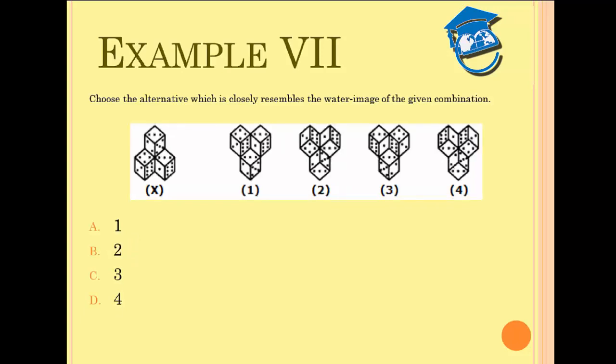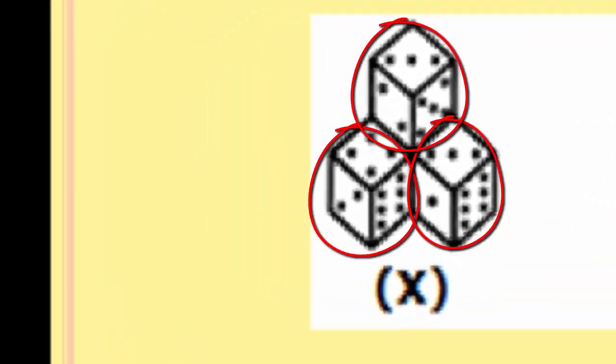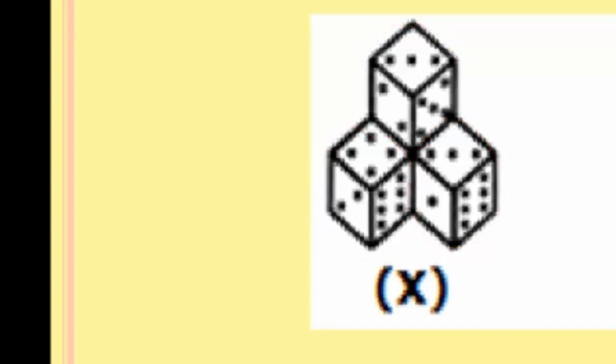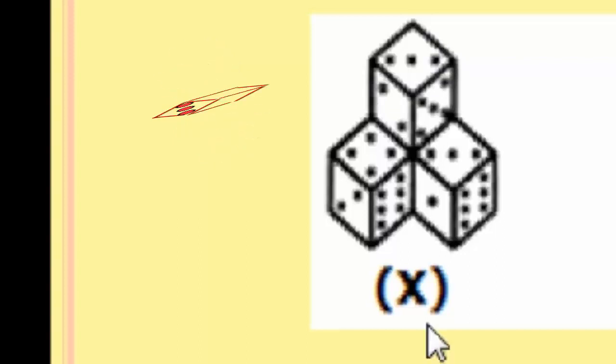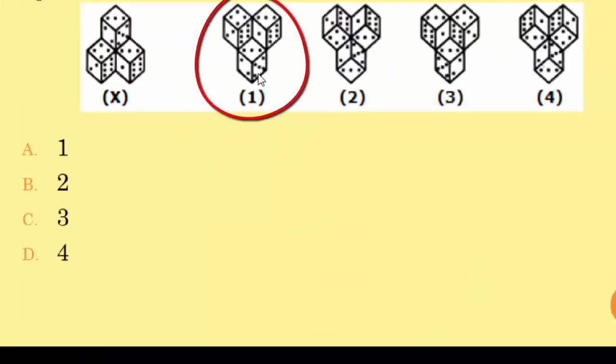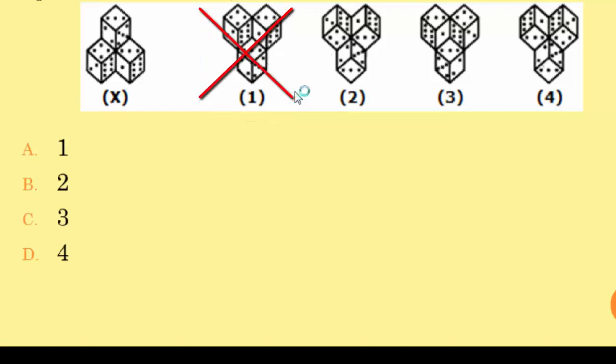Okay, this seems a little complicated. We have 3 dice, but it's actually pretty simple because we will just evaluate along the criteria. So in our figure X, we see that 3 is on top. So naturally, in the water image, 3 will come at the bottom. In option 1, we see that 3 is not at the bottom, 2 and 5 are at the bottom. So I can eliminate option 1. In options 2 and 4, I see that 3 is at the bottom. So I can keep these as possible answers.